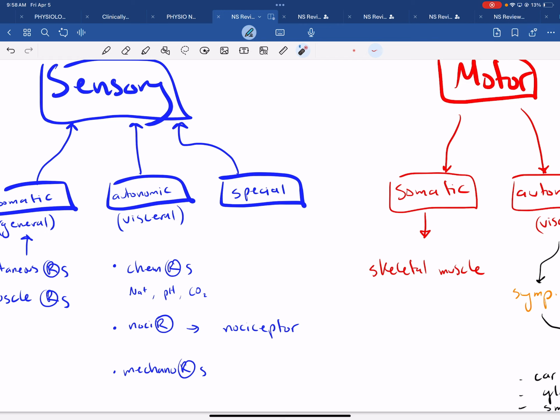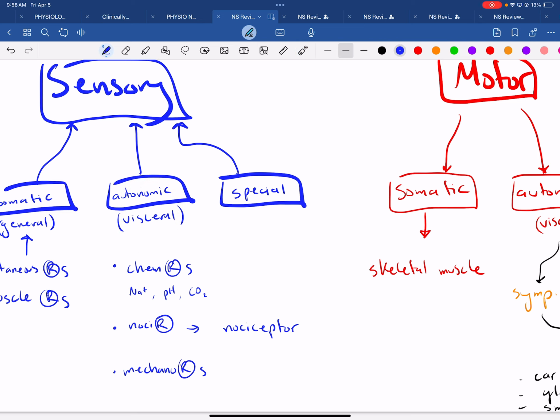Like how do you know when to stop eating? Or how do you know when to go pee? You know, when your bladder gets full. Well, you have nerves that are sensing the degree of stretch of those organs, and that information is also visceral sensory. And then you have special senses.